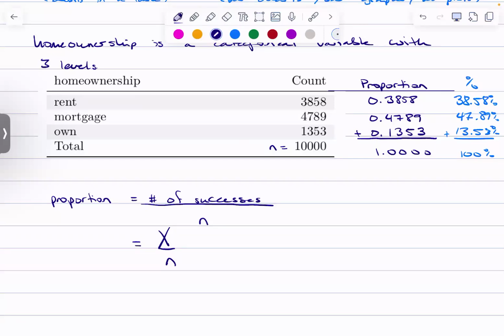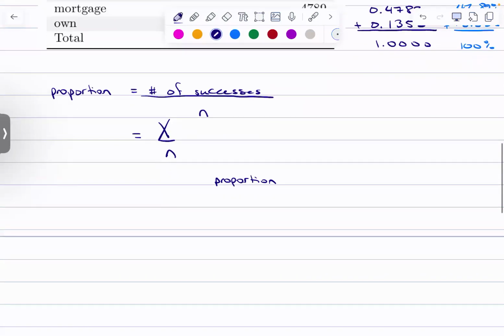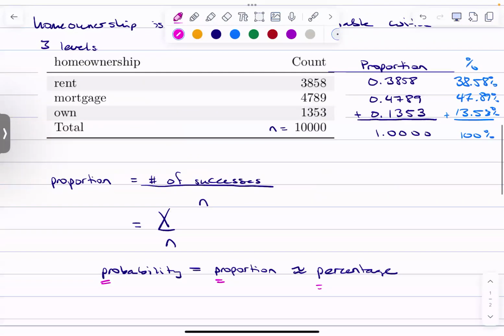Okay, so that means that a proportion is roughly a percentage, right? I say approximately equal to a percentage just because you have to multiply by 100. But otherwise, they're the same. You can move between them, but also kind of interesting for later is that a probability is a proportion, which you can convert to a percentage.